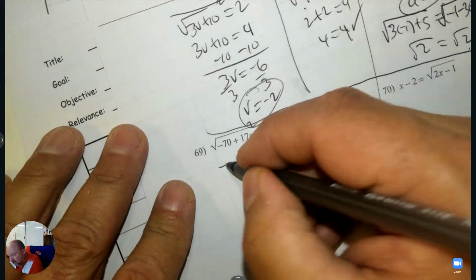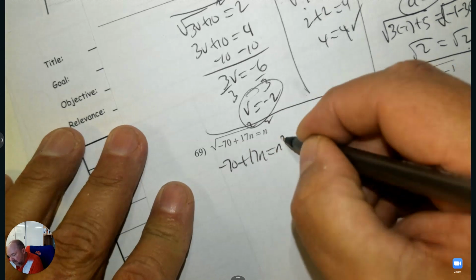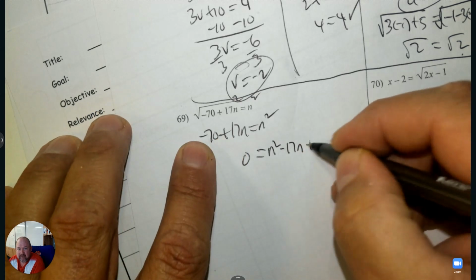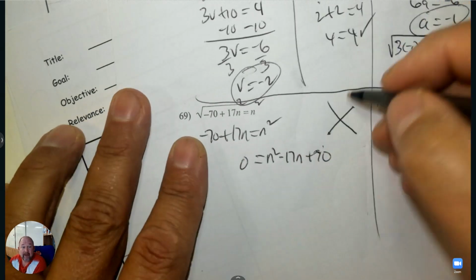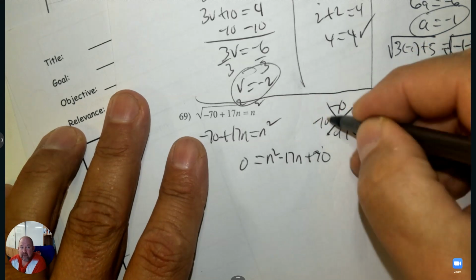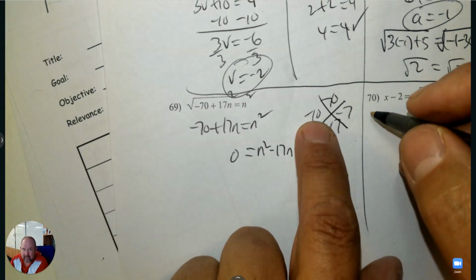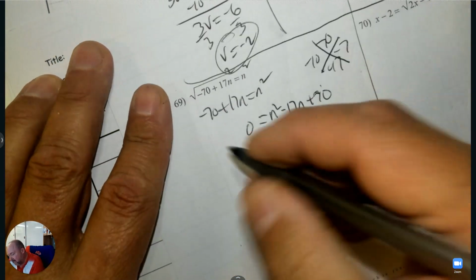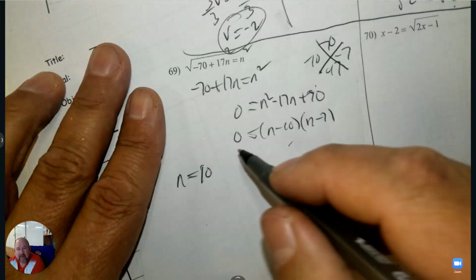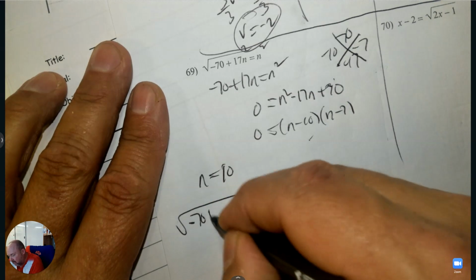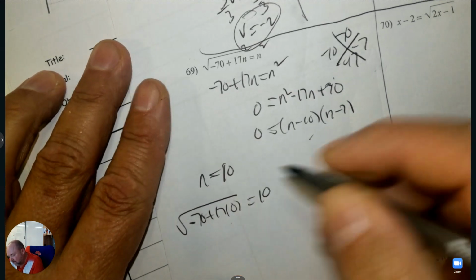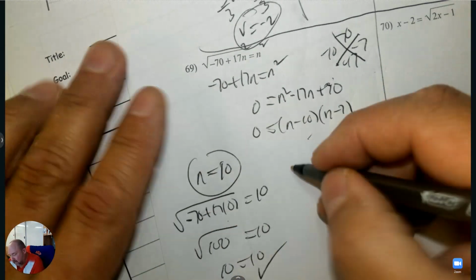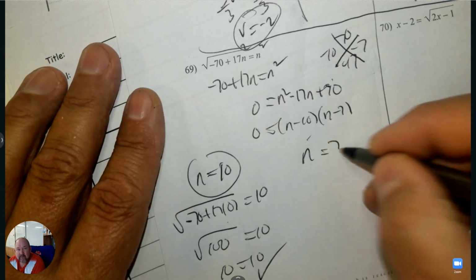All right, square both sides, and you get negative 70 plus 17n equals n squared. Make this equal to 0. We're going to subtract 17n. We're going to add 70. And then we're going to FOIL, or we're going to have a diamond. So that's 70 and negative 17. So those two numbers that work are negative 10 and negative 7. Those are my factors. So from negative 10, the answer is 10, positive 10. And then if I plug that in, is that a good solution? And it is. So positive 10 works. The other one is positive 7. Let's see if that works.